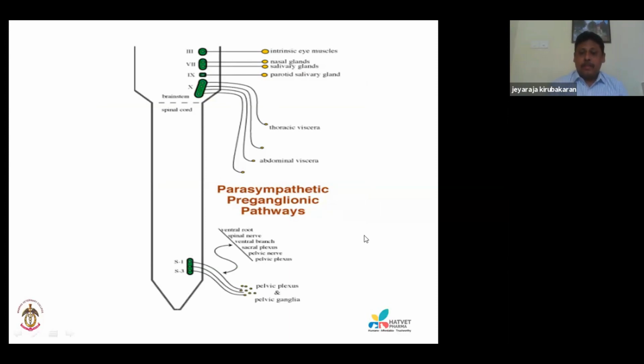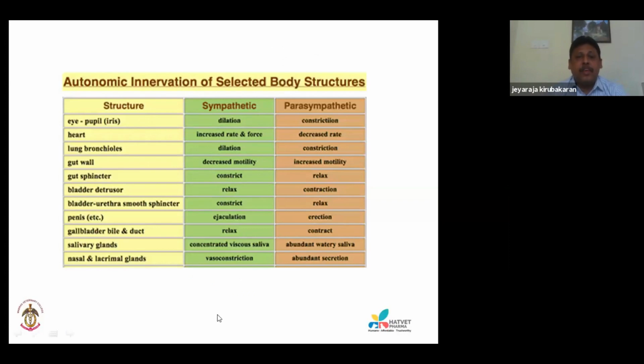Then what this does is, these are some of the organs it supplies. For the eye, the sympathetic causes dilatation, parasympathetic causes constriction. For the heart, it increases the rate and force of contraction, whereas the parasympathetic decreases that. For the lungs, that is for bronchioles, it causes dilatation, it causes constriction. For the gut wall, it decreases the motility, this increases the motility. For the gut sphincter, it constricts and relaxes.